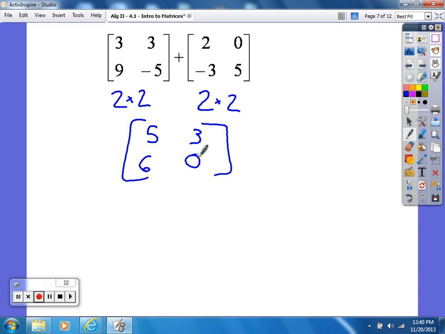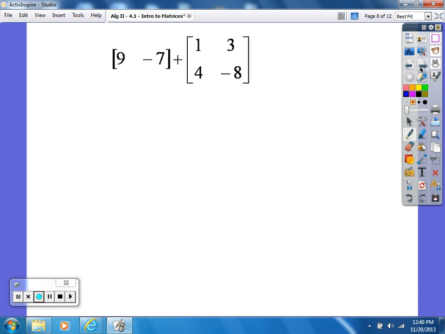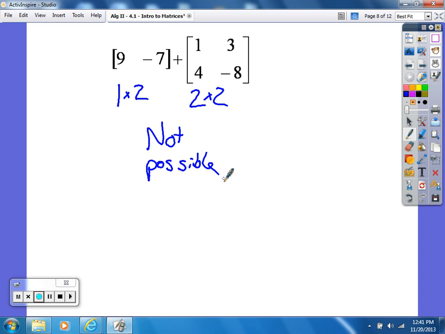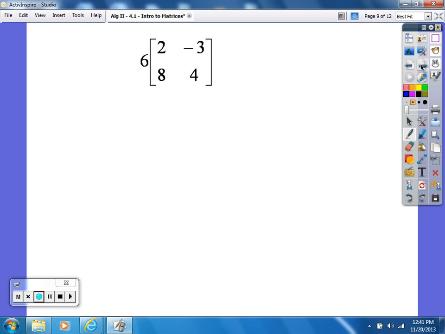Any questions? All right, last one of adding. Copy it down, write your dimensions, write your answer. Mackenzie, pick a friend. Kinsey, what are the dimensions of the first one? Perfect, pick a friend. Katie, how about the second one? Lovely, pick a friend. What's the answer? Good. Not possible, and why? Do you remember why? That's right. They're not the same dimensions. They cannot be added. Let's multiply by a scalar.